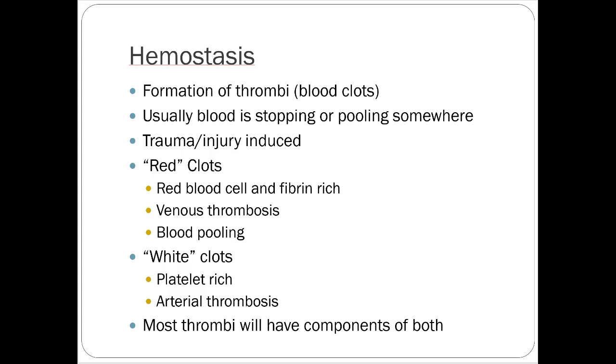So I like to break it down into red and white clots. It's a somewhat oversimplified way of looking at things, but I think it works for me. For a red clot, this is basically a clot that involves red blood cells. It's fibrin rich. And I think about this as a slow-moving blood area. So places where blood can pool, like in the extremities in the veins, like a deep vein thrombosis, for example, or in places like the heart, if there's fibrillation going on.